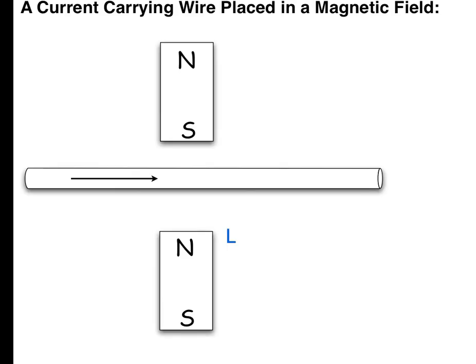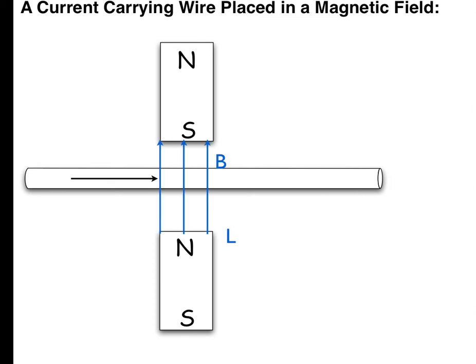Okay, finally we have a particle with a dot. That means the particle is coming towards us. So point your thumb toward you, point your fingers to the right, and this time the particle would be pushed downward.